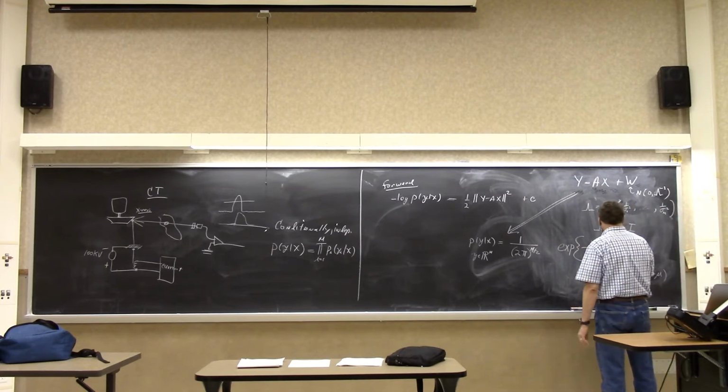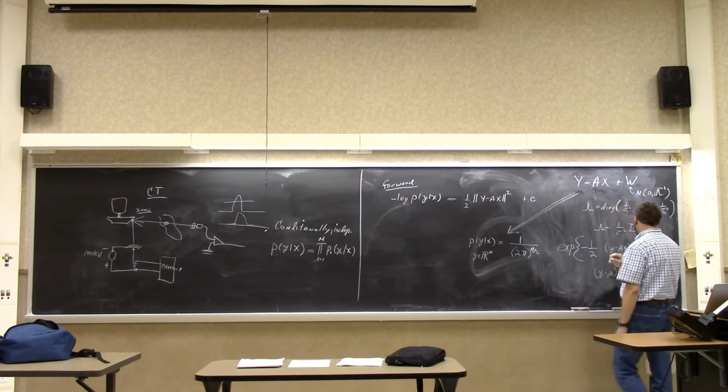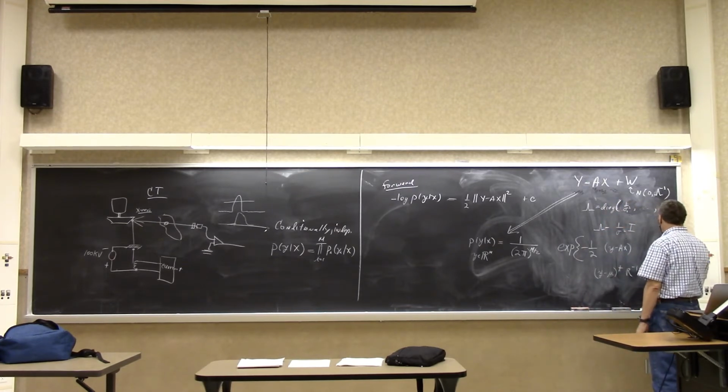AX. So this is going to be y minus AX, correct? Yep. And then I have to have y minus AX here too, right?